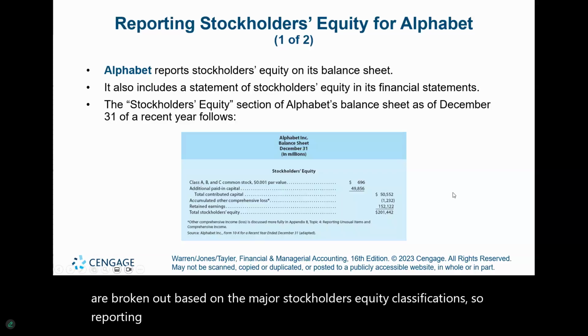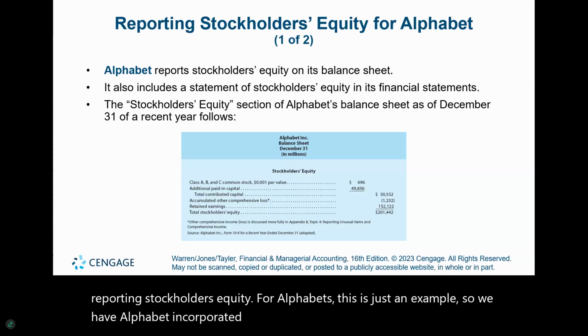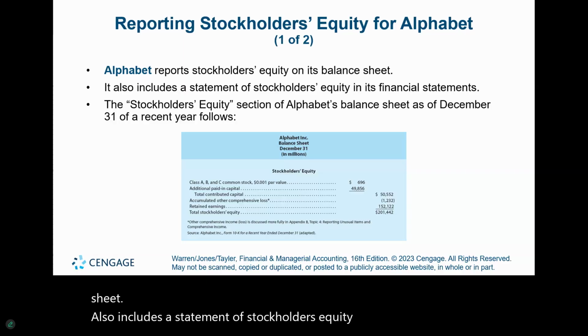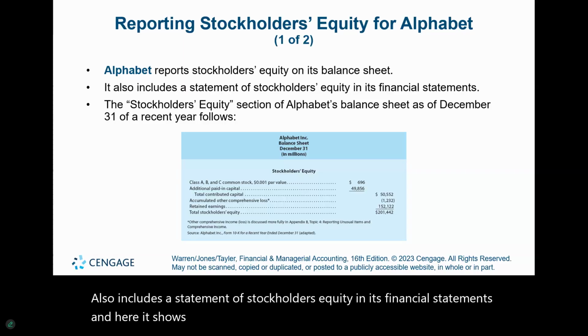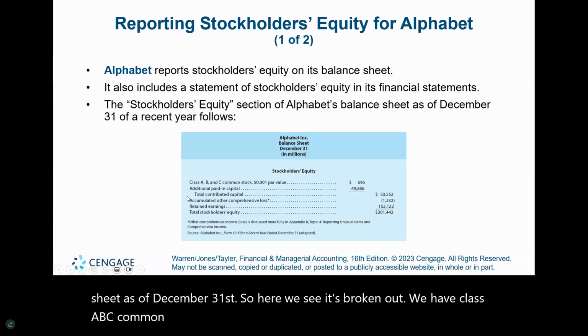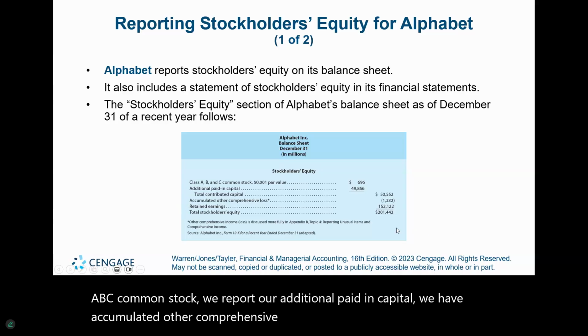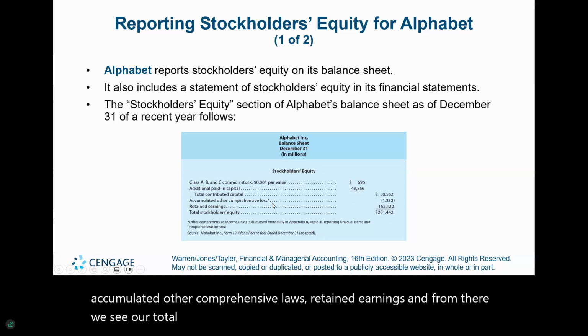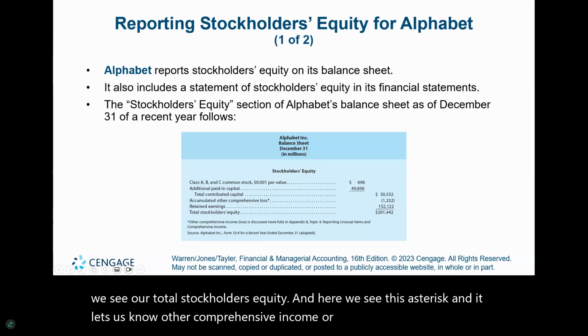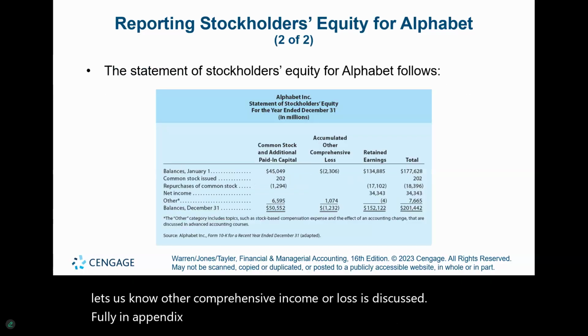So, reporting stockholders' equity for Alphabet. This is just an example. Alphabet Incorporated reports stockholders' equity on its balance sheet. It also includes a statement of stockholders' equity in its financial statements. Here it shows the stockholders' equity section of Alphabet's balance sheet as of December 31st. Here we see it's broken out. We have class A, B, C common stock. We report our additional paid in capital. We have accumulated other comprehensive loss and retained earnings. And from there, we see our total stockholders' equity. Here we see this asterisk, and it lets us know other comprehensive income or loss is discussed more fully in Appendix B. So there are notes in the financial statements.